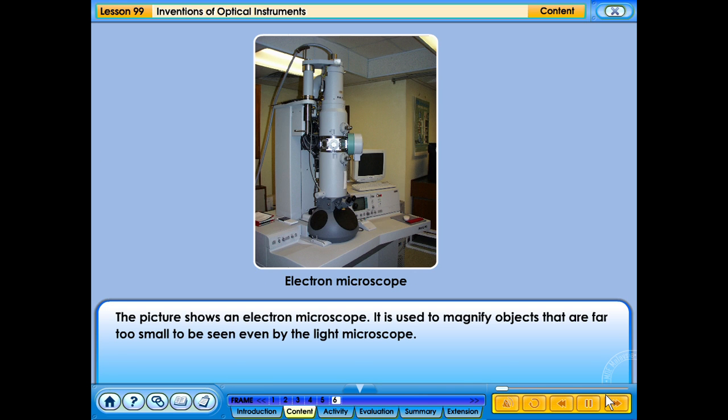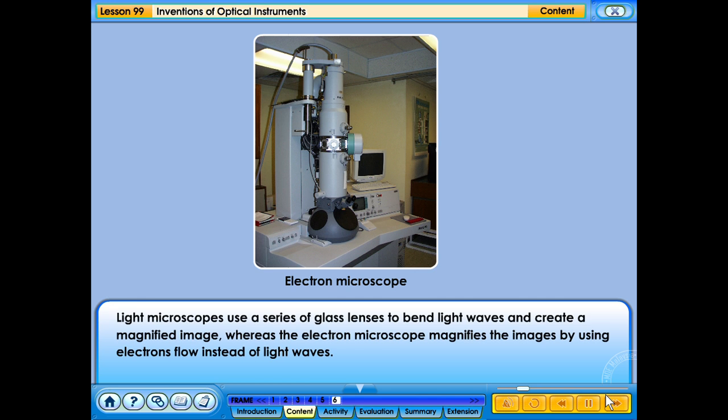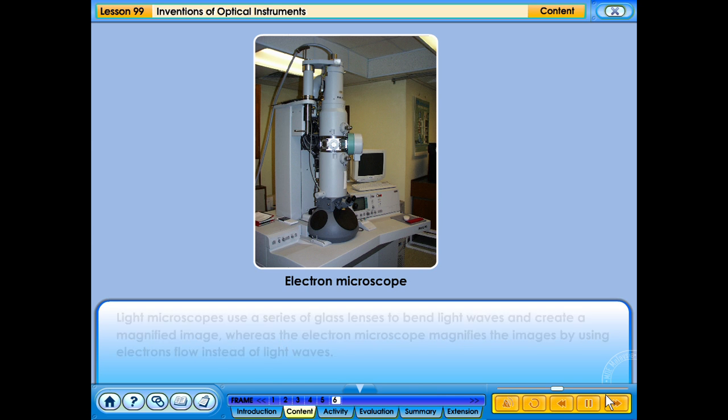The picture shows an electron microscope. It is used to magnify objects that are far too small to be seen even by the light microscope. Light microscopes use a series of glass lenses to bend light waves and create a magnified image, whereas the electron microscope magnifies the images by using electrons' flow instead of light waves.